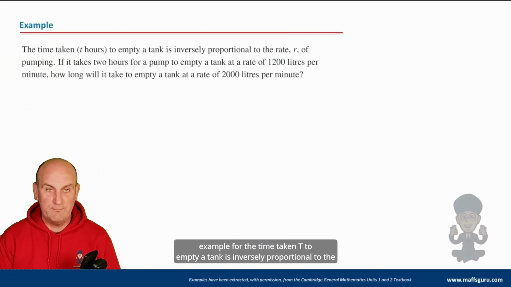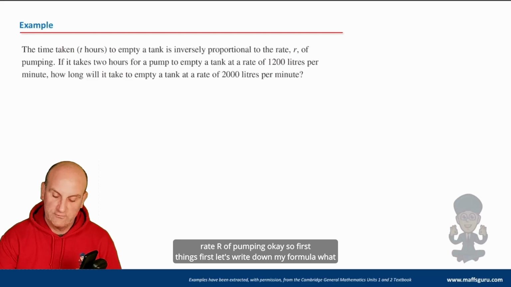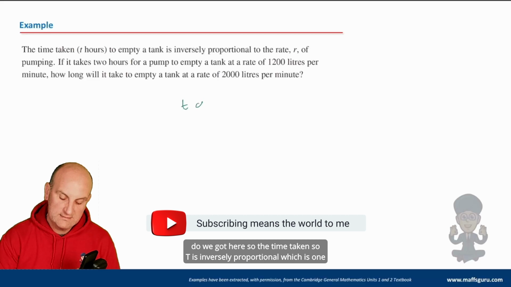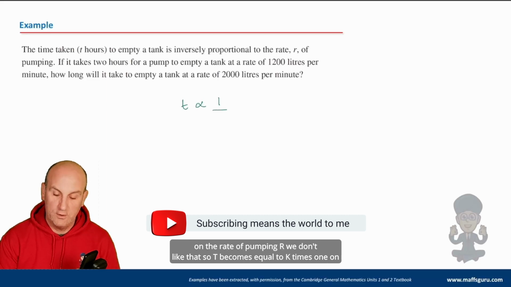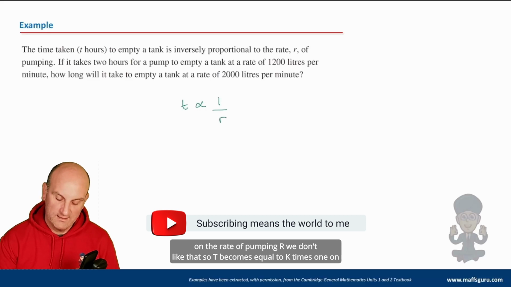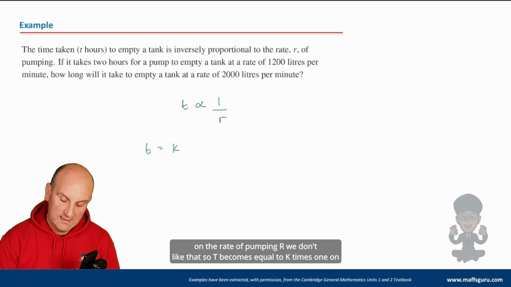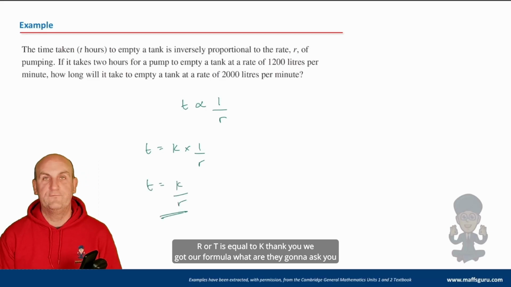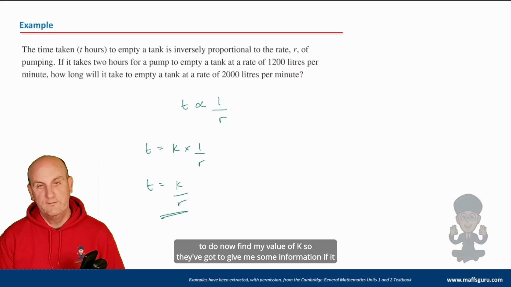Another example, example 4: the time taken t to empty a tank is inversely proportional to the rate r of pumping. Okay, so first things first, let's write down my formula. What do we got here? So the time taken, t, is inversely proportional, which is 1 on the rate of pumping, r. We don't like that. So t becomes equal to k times 1 on r, or t is equal to k on r. Thank you. We got our formula. What are they going to ask us to do now? Find my value of k.